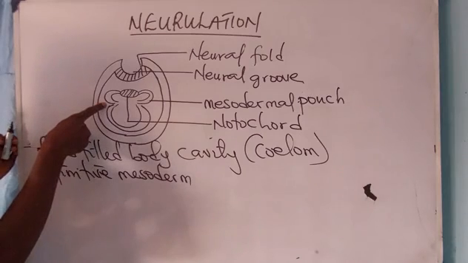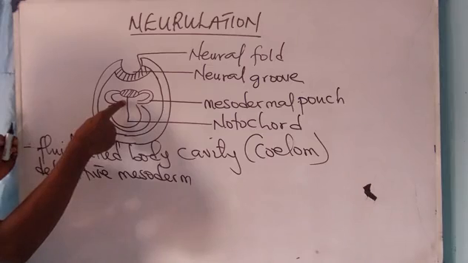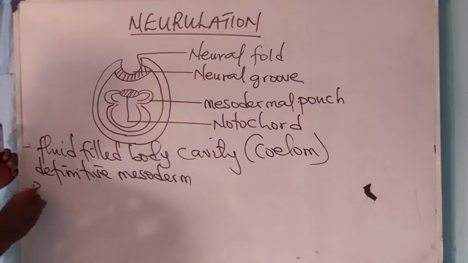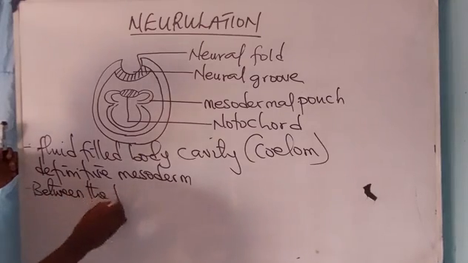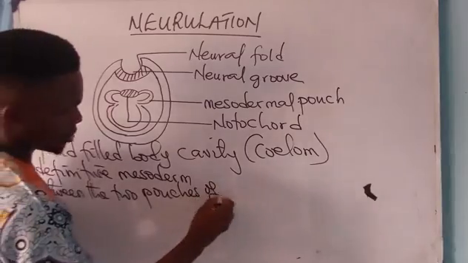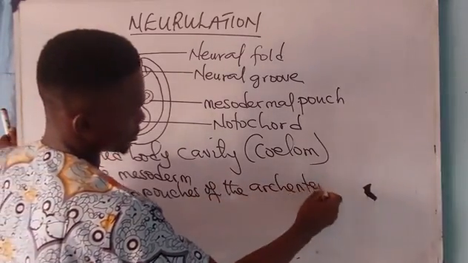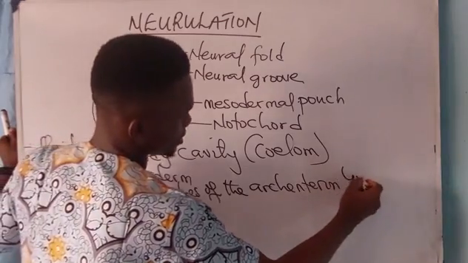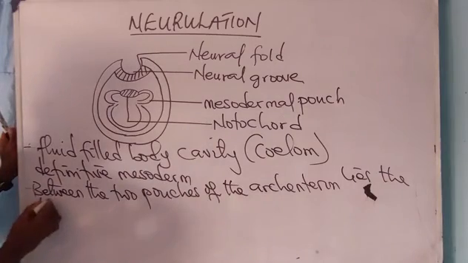Now, between these two pouches, you have the notochord. Between the two pouches of the archenteron lies the notochord.